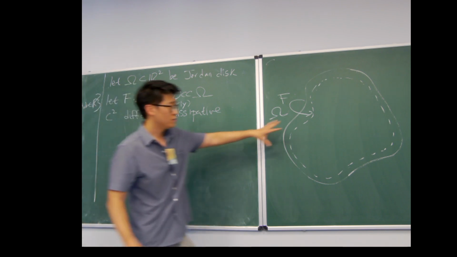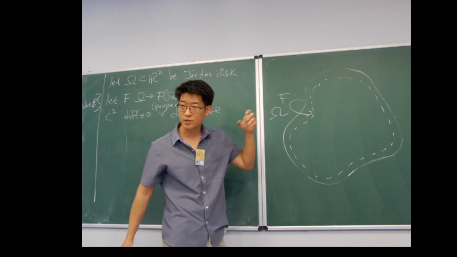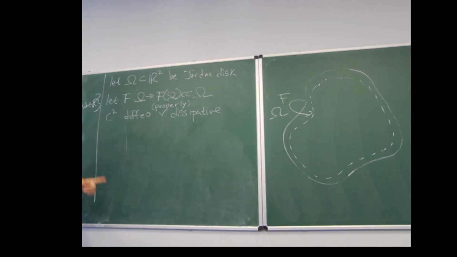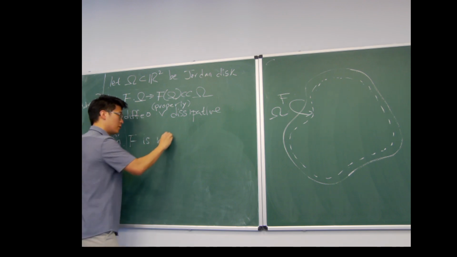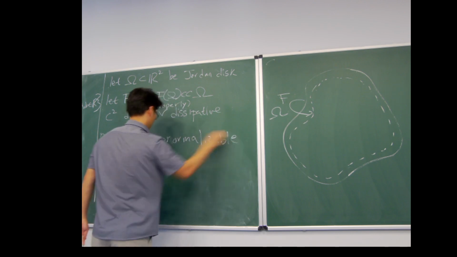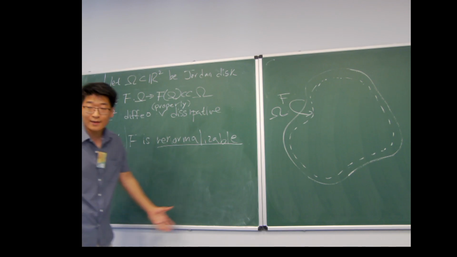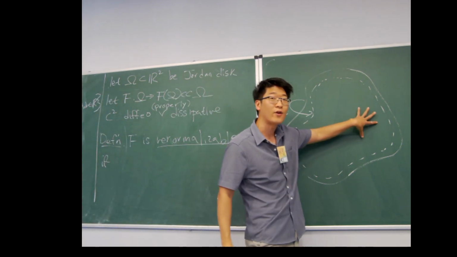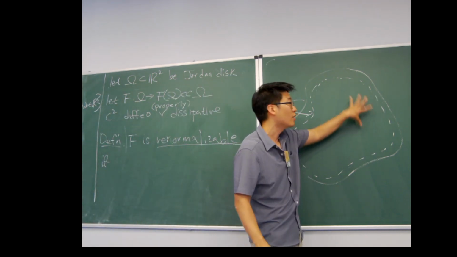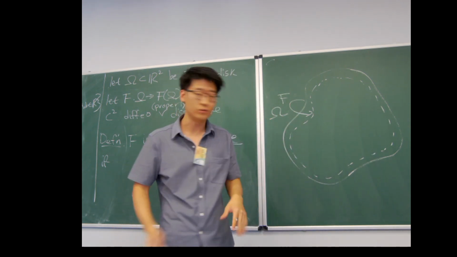So you have this Jordan disk, which is mapped compactly into itself by this diffeomorphism. Then we would say that this map is renormalizable. Definition. F is renormalizable if, just like in the 1D case, part of your domain is periodic, with period greater than or equal to 2.